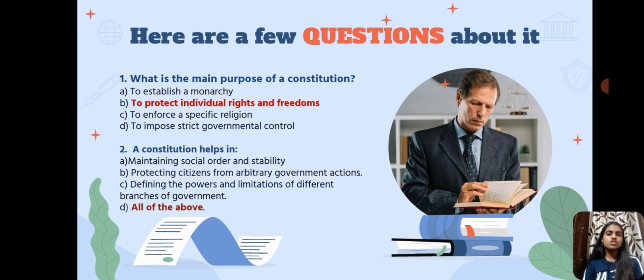A constitution helps in A. Maintaining social order and stability. B. Protecting citizens from arbitrary government actions. C. Defining the powers and limitations of different branches of the government. D. All of the above. The right answer is all of the above.